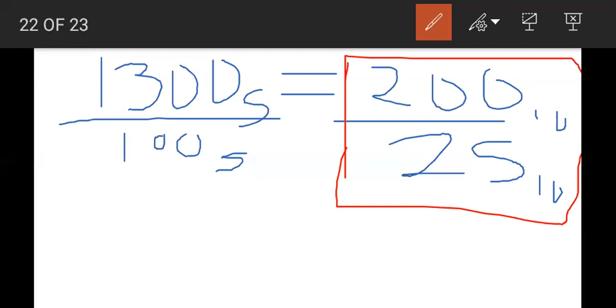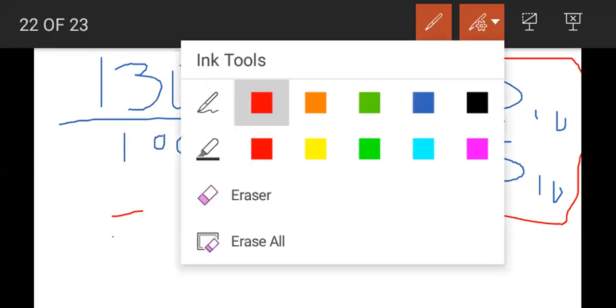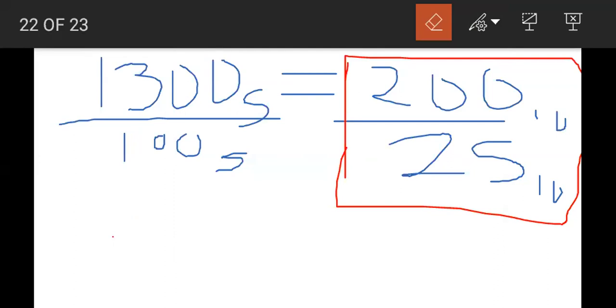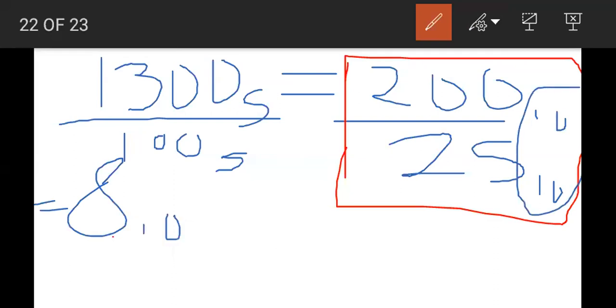Divide 200 by 25. What would that give you? It's giving us 8. Thank you. So our answer is now 8. In base what? What base is the 8? Not base 5. It is in base 10. Thank you. So we have our answer in base 10.